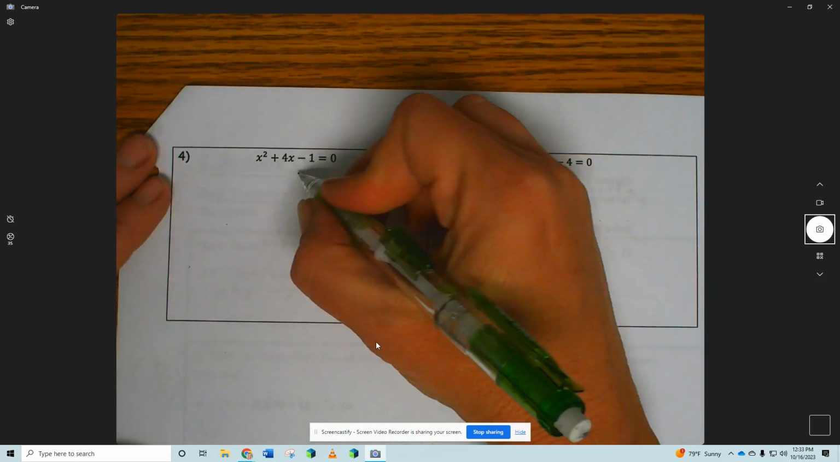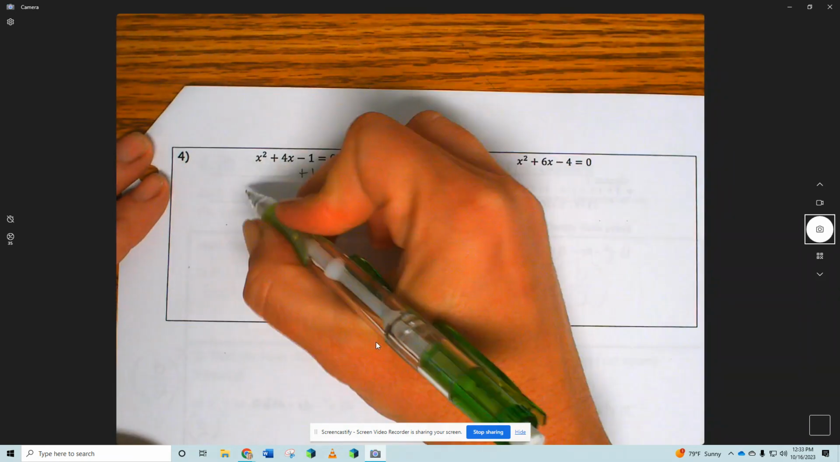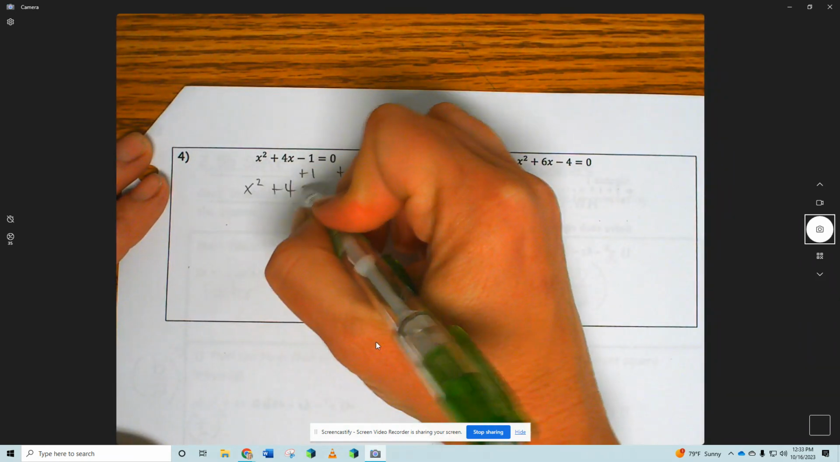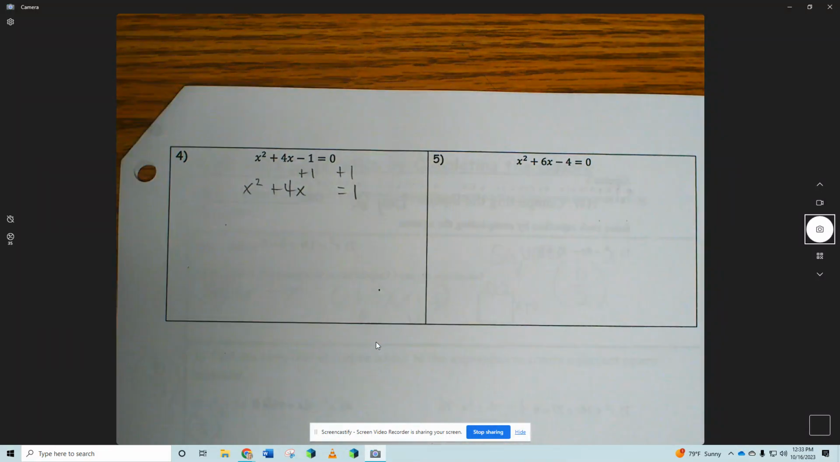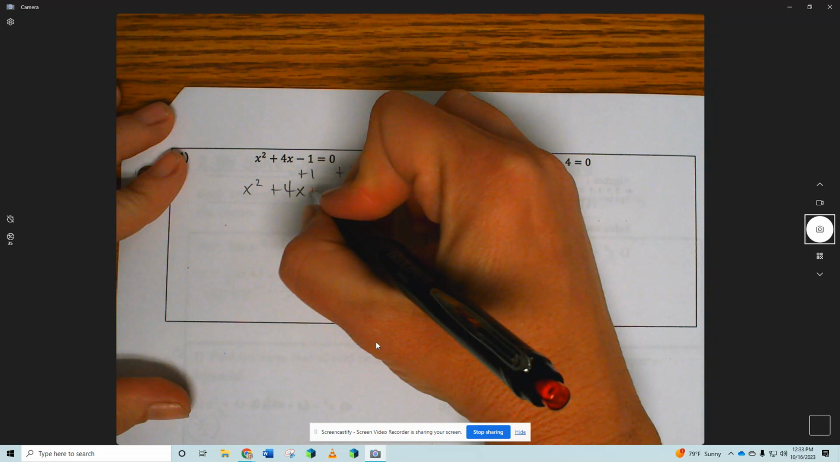So move the C to the right. Move C to the right. Leave a finger space, please. Cut B in half, cut 4 in half, and square it. 4 in half is 2, 2 squared. Add 4 to both sides.